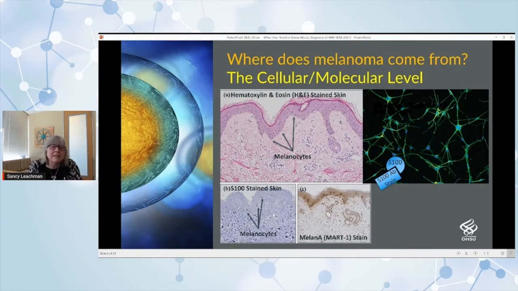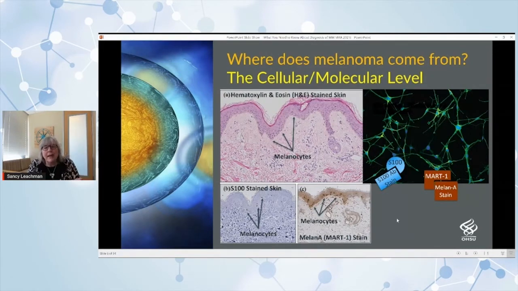But S100 isn't the only marker. There are other markers that are called MART1 is another one. And MART1 is stained by an antibody called melanA. And this is what you see. You can see that these are even easier to see.